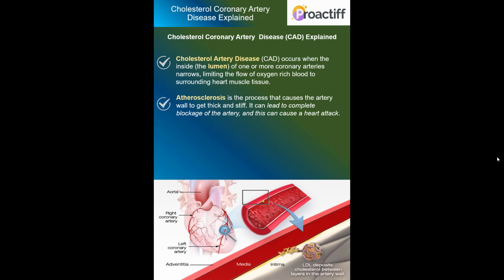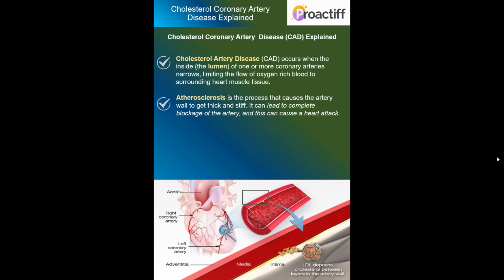As you can see, coronary artery disease, or CAD for short, occurs inside the lumen, which is the inner wall of the arteries. And as the coronary arteries get narrower over time with the increased deposit of plaque, this inherently limits the flow of oxygen-rich blood to the surrounding heart muscle tissues.